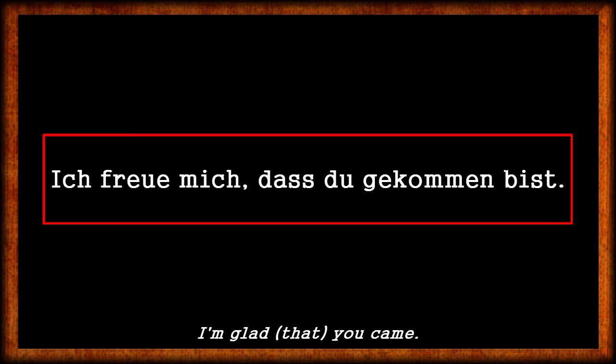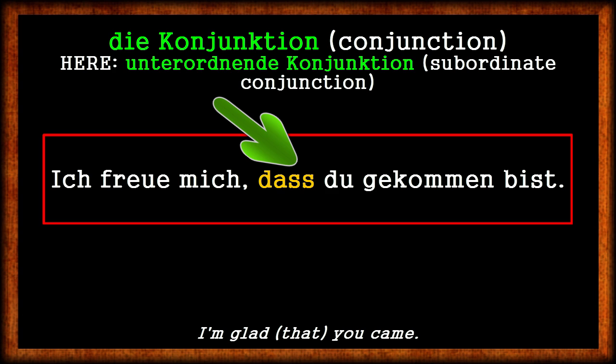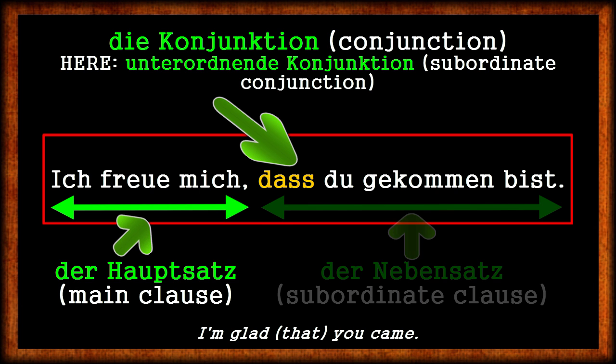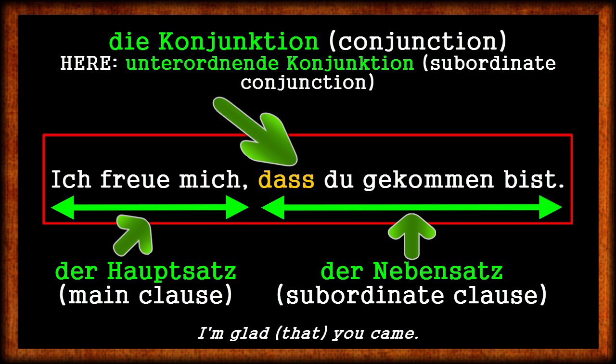However, here's a second, different scenario. The second exemplary sentence is: Ich freue mich, dass du gekommen bist. I'm glad that you came. Unlike before, you can find das with double S here. Das with double S is a conjunction, die Konjunktion. Again, to be more specific at this point, it's a unterordnende Konjunktion, which basically means that you connect two sentence structures on a different level. For instance, a main clause, der Hauptsatz, and a subordinate clause, der Nebensatz.